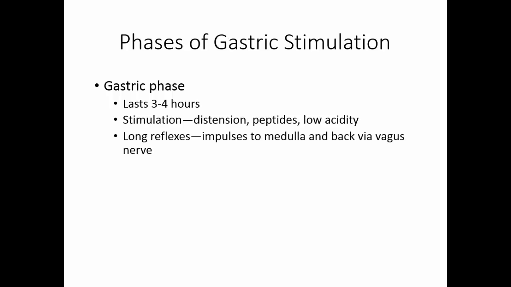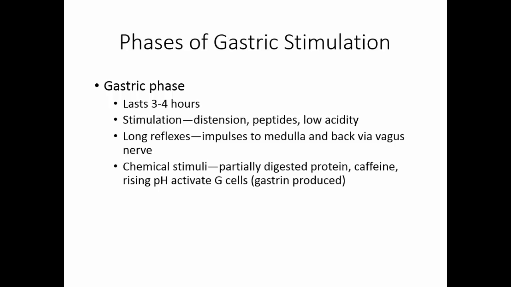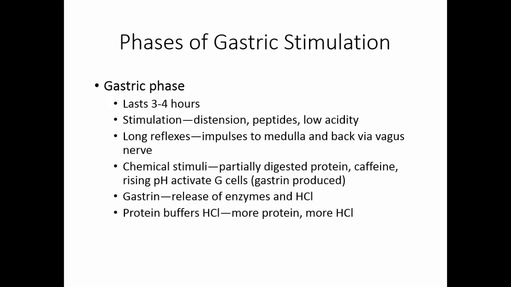The gastric phase lasts 3 to 4 hours. This one is stimulated by the distension of the stomach, by peptides entering the stomach, or by low acidity in the stomach. Long reflexes are involved. Impulses go to the medulla and then back to the stomach via the vagus nerve. Chemical stimuli also can act during this phase. Partially digested protein, caffeine, or rising pH will activate the gastrin-producing cells. Gastrin, you'll remember, causes the release of enzymes and hydrochloric acid. Initially, protein will buffer the hydrochloric acid, so the more protein in your meal, the more hydrochloric acid that's produced.